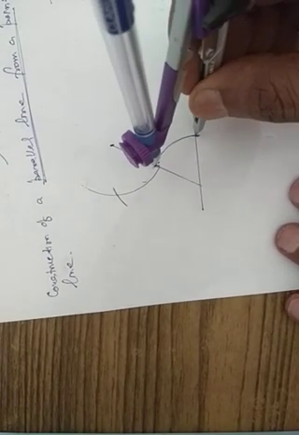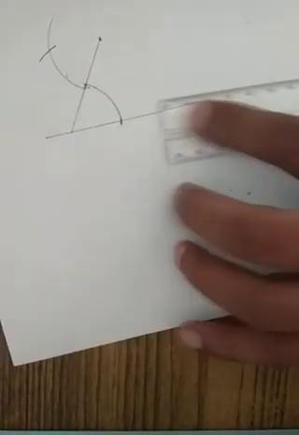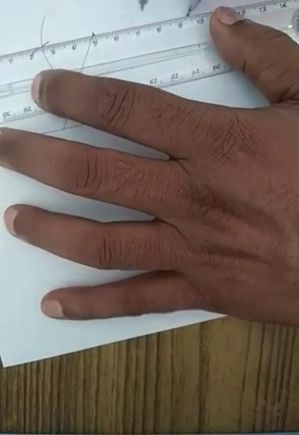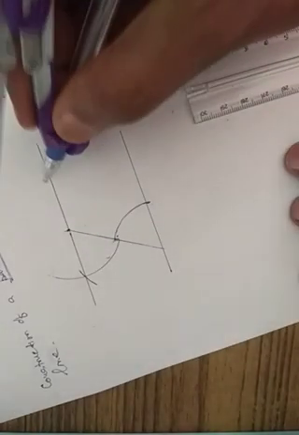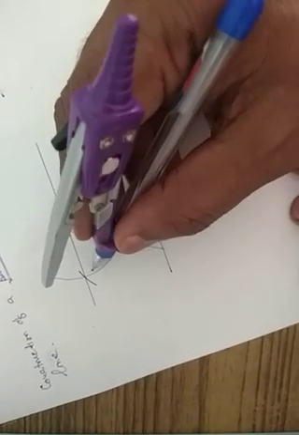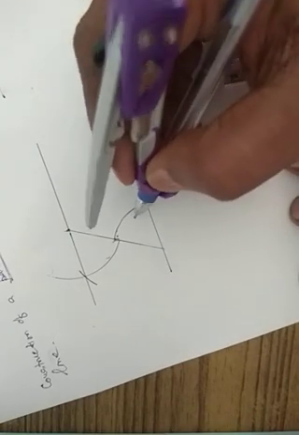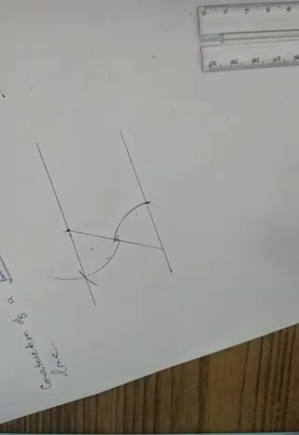Is it clear? See once again. Whatever this distance is, the same distance should be taken from this arc here. And then join these 2 points. Okay, so that this line and this line will be parallel. I think you know that in case of parallel lines, these 2 angles are known as alternate angles, and these 2 angles are equal. We simply make this angle and this angle equal, so that the lines become parallel.